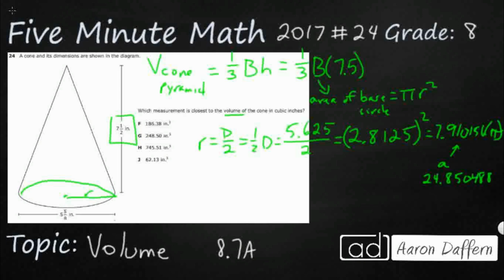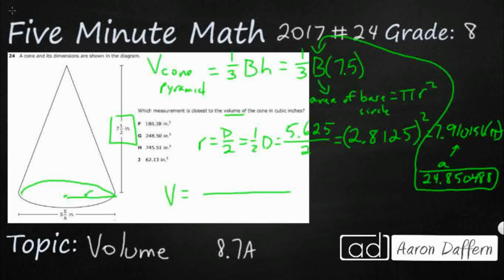So all of this work was just to get the base, which is going to plug back into this equation. Let me rewrite it down here. I'm going to make it a little bit different. Dividing by 3 is going to do the same thing as multiplying by 1/3. It's going to be easier for me to put into my calculator. So I'm going to take my base, 24.850488. That's the area of my base. Multiply that by my height, 7.5, then divide that by 3, and we should be good to go.